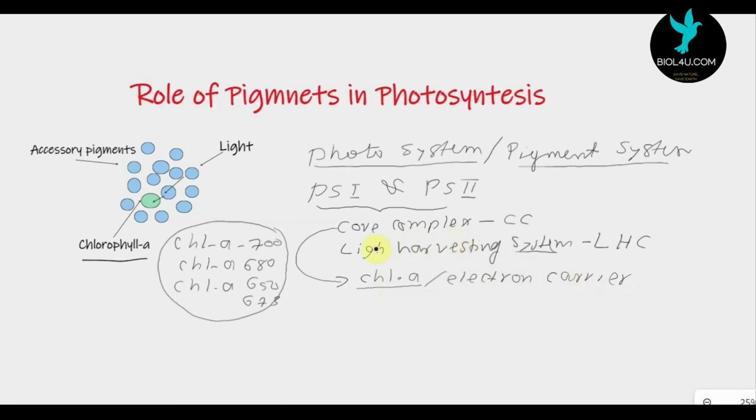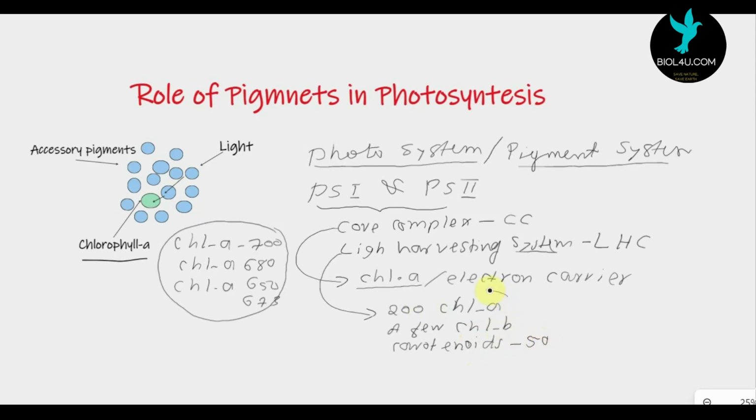Okay, and the light harvesting complex means this one. The light harvesting complex is composed of, or contains, about 200 specific chlorophyll A molecules, and also a few chlorophyll B, and along with that 50 carotenoids present there.